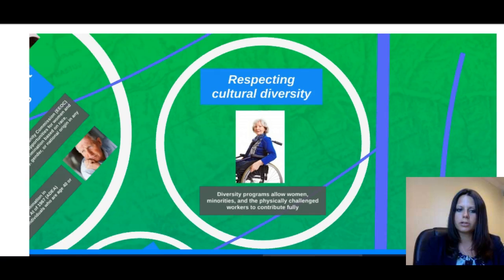Now, in respecting cultural diversity, you'll see a lot of organizations actually have diversity programs, allowing women, minorities, people who have any type of physical challenges to work in. A lot of organizations try to advertise this, like, hey, we like diversity in our organization, and there's research that will even show diversity can help make a team more effective. With most organizations working in teams, that's a great thing.